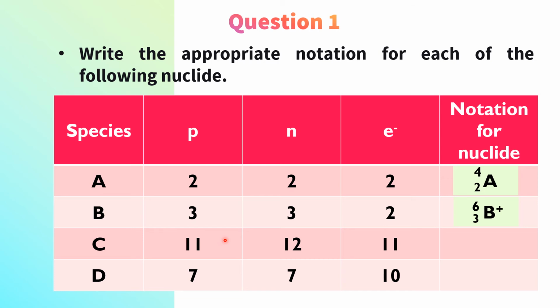Okay, then we have C. We have protons 11, neutrons 12, electrons 11. So we have this answer 23 11 C. So it's neutral because the number of electrons is the same as the number of protons. Then we have D. Okay, 7 protons and 7 neutrons, 10 electrons. So it's a negative ion with 3 negative charges.